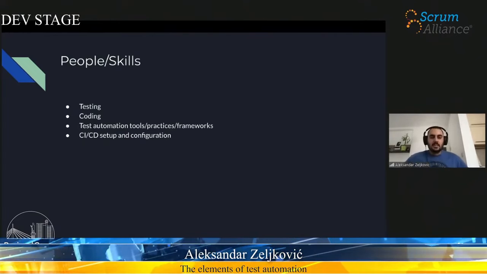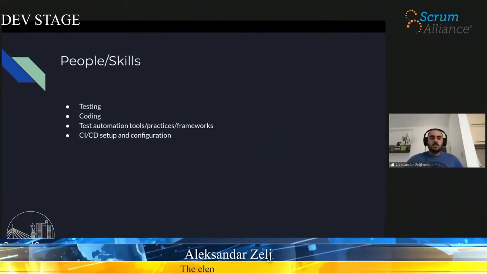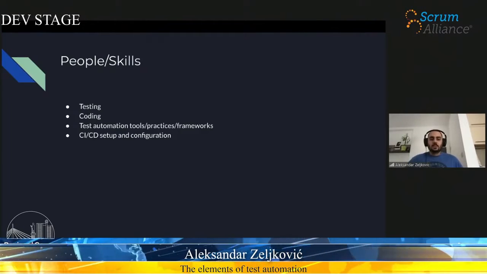Next important skill is coding. In most of the cases, your test automation will be code, so this is a mandatory skill as well.